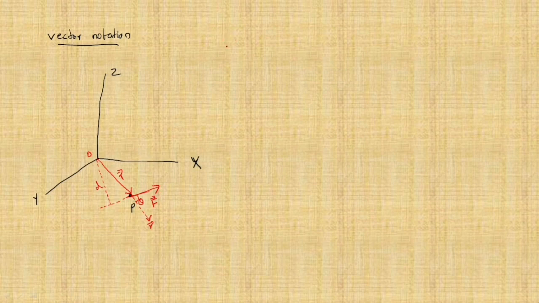So torque can be written in terms of vector notation. Tau is equal to R cross F. That means tau is equal to RF sine theta, where theta is the angle between the force vector and the R vector. Clear? And definitely this angle is equal to 90 degrees, right? So if this is the angle theta, this angle also becomes theta.